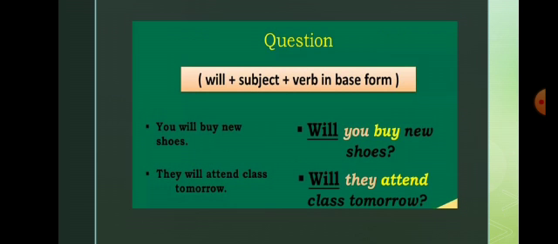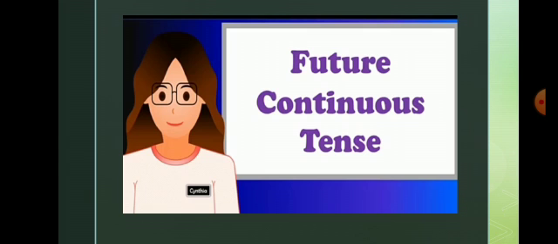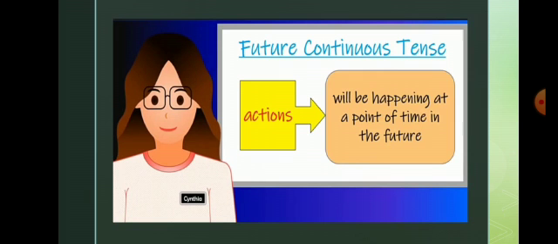For questions, what is the formula? Will plus subject plus verb. Will you buy new shoes? Will they attend class tomorrow? Okay. Shall I come tomorrow? Shall we play? So while asking questions you can use it in this way. Got it, children? Yeah.